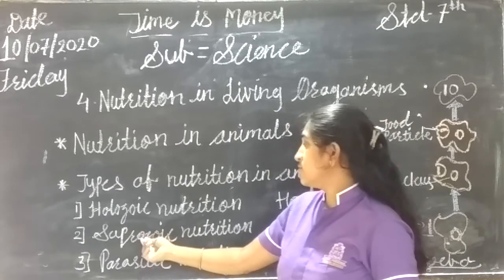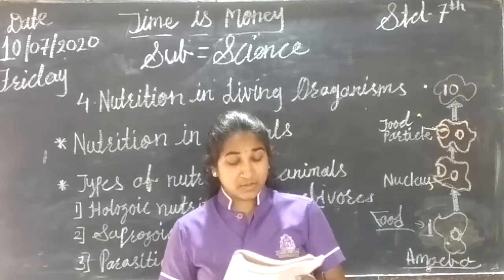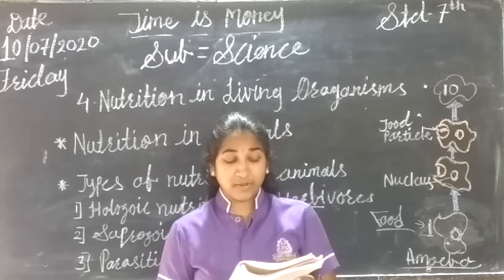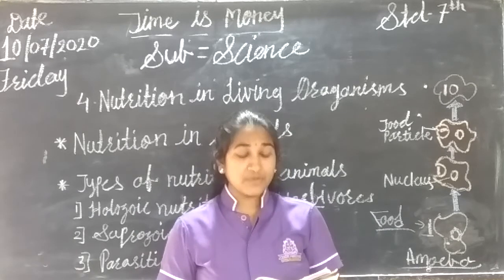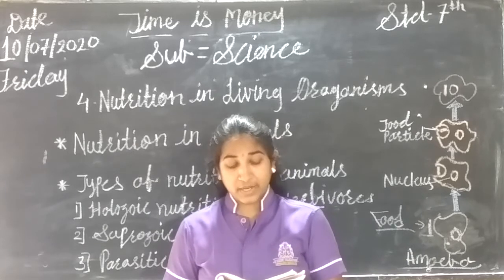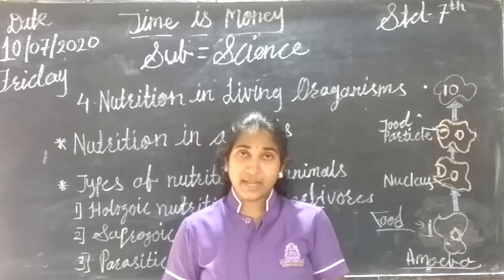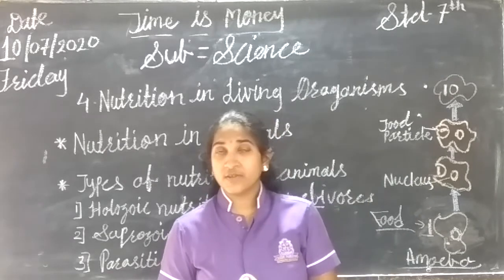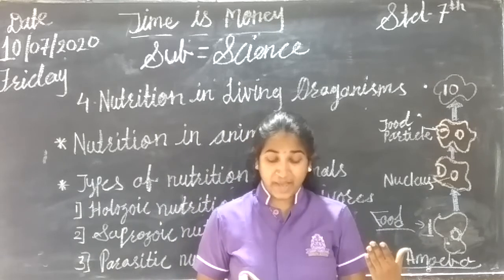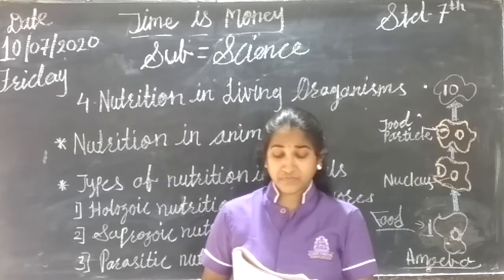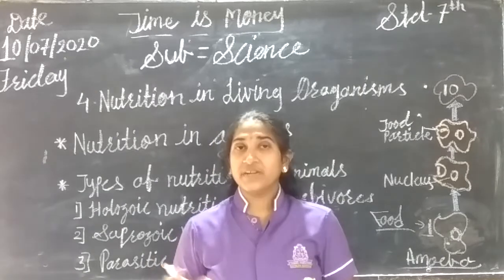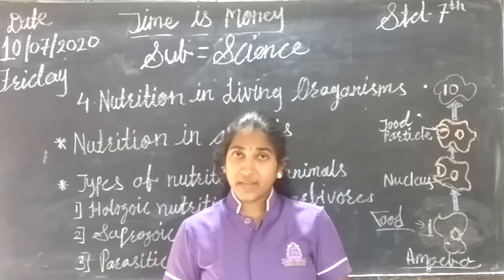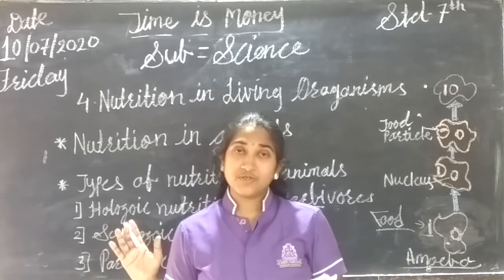Now our second type of nutrition is the saprozoic nutrition. In that, some insects, unicellular animals, etc. obtain nutrition by absorbing liquid organic material from the dead bodies of other animals or from the environment. See what is given. Some insects or unicellular animals take in nutrition by absorbing liquid organic material from the dead bodies of animals or from the environment. Then this is called saprozoic nutrition.